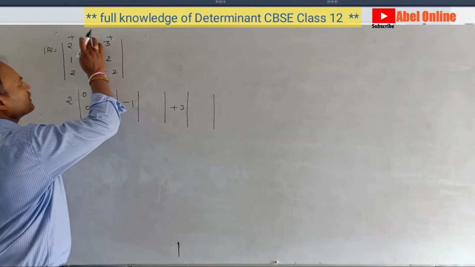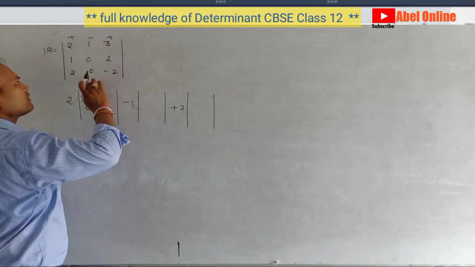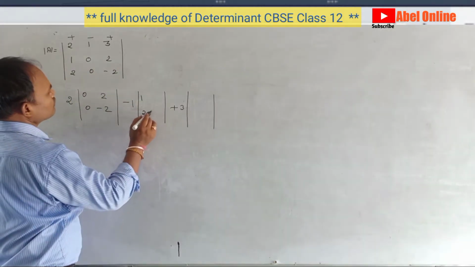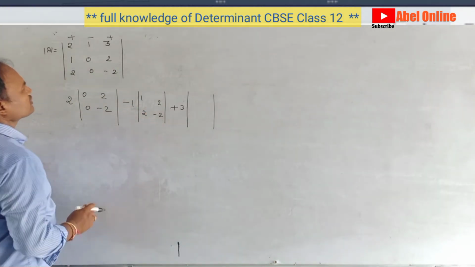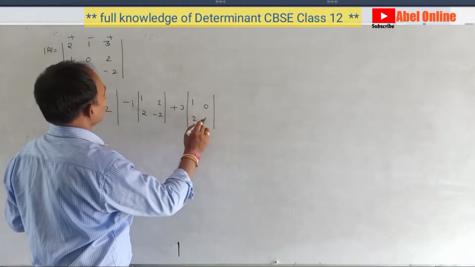What about the minus 1? When we are talking about the minus 1, just eliminate the first row and its second column. So the remaining part is 1, 2, 2, minus 2. What about the third row? When we are talking about the third row, it is 1, 2, 0, 0.